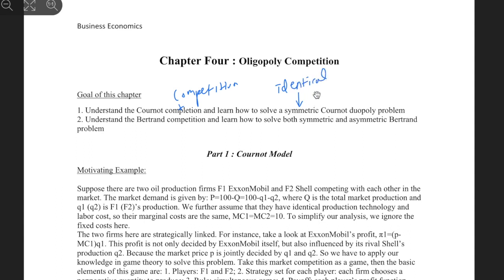identical players. And it's a Cournot model, and how many firms do we have? It's a duopoly, so we have two players in the market. So we're going to look at the duopoly identical player situation. And number two, we're going to understand the Bertrand competition and learn how to solve both symmetric and asymmetric Bertrand problems. So we have one Cournot and two Bertrand, and in the Cournot we're going to look only at the symmetric identical players, and in the Bertrand we're looking at both symmetric and asymmetric problems.